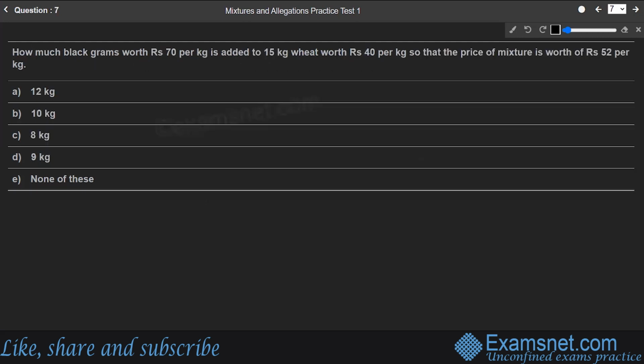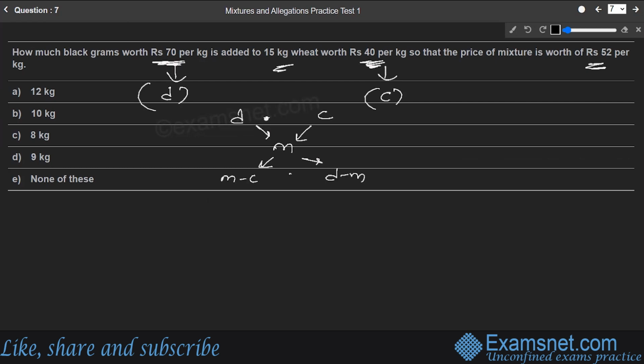Now, seventh question. How much black gram worth rupees 70 per kg is added to 15 kg of wheat worth rupees 40 per kg, so that the price of the mixture is worth rupees 52 per kg? There are two types of varieties. One variety is the dearer, costlier one, 70 rupees per kg. Another one is the cheaper one of 40 rupees per kg. We can again make use of our chart: dearer, cheaper, mean price, and the ratio can be made as D minus M on one side and M minus C on the other side. In what ratio should they be mixed? M minus C is to D minus M. That should be the ratio of mixing them together.